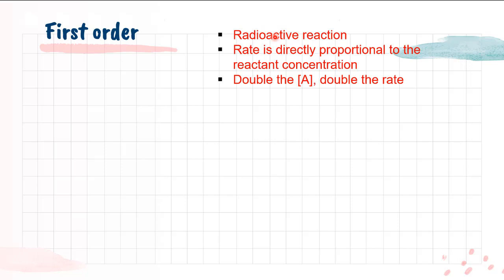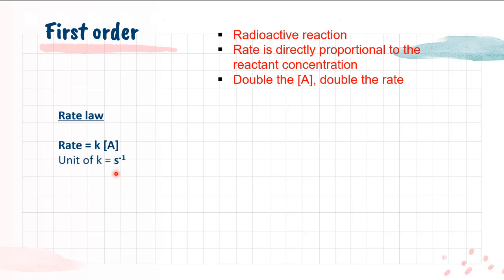For first order reactions, the reaction rate is directly proportional to the reactant concentration. It means that when we double the concentration, we will double the rate. If you increase the concentration by 3 times, the rate will increase by 3 times. So it all refers to your rate law. As you can see over here, rate equals k times the concentration of A raised to power 1. So this is first order. Now remember, the power is the order of reaction. If your power is equal to 1, that means your order is first order.